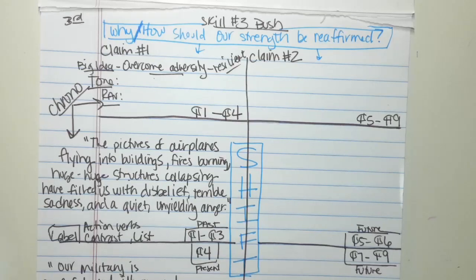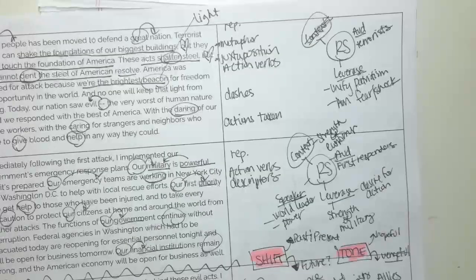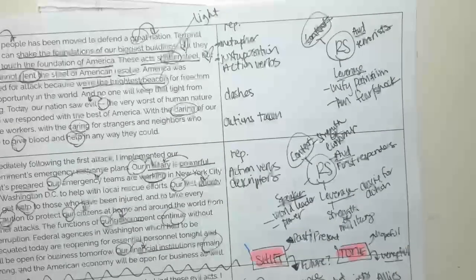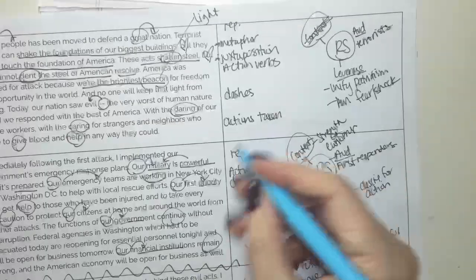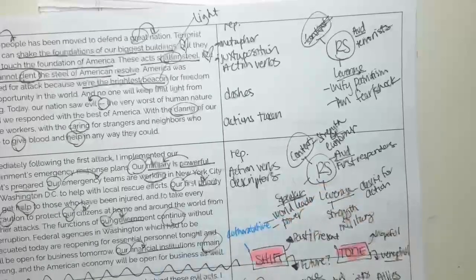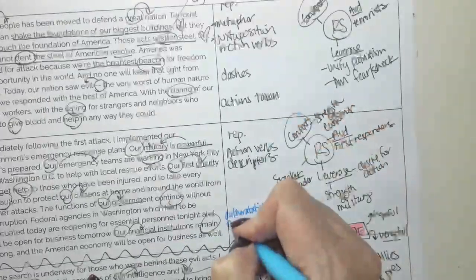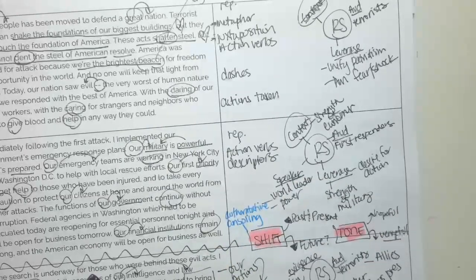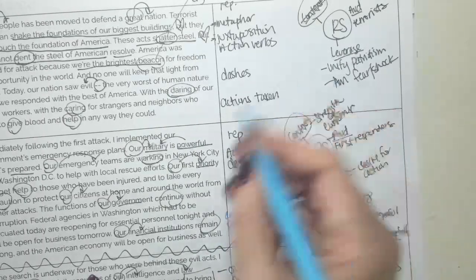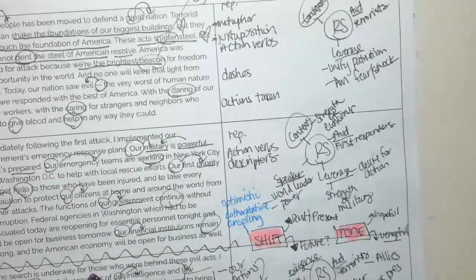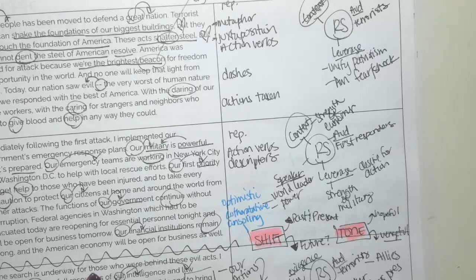What are some options that we have? Let's jot down some options. What are some options that y'all came up with? Gavin? Authoritative. Okay. What else? Consoling. Okay. Anything else? Optimistic.